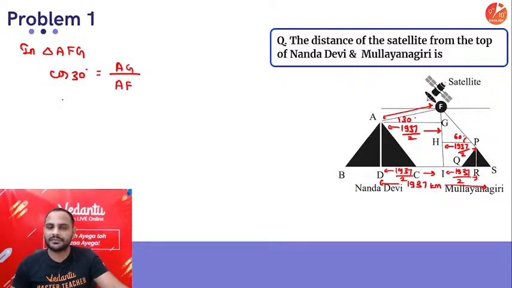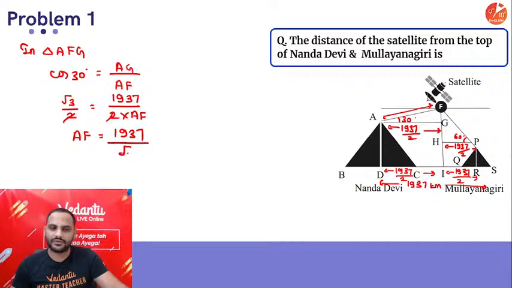Cos 30 कितना होता है बेटा? What is cos 30? Root 3 by 2. AG is 1937 by 2 into AF. This to this got cancelled. You got AF is 1937 by root 3. Right? Alright. If you want, you can rationalize it further. So it will be 1937 into root 3 by 3.